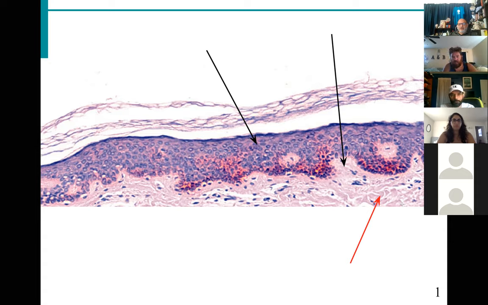Dense irregular connective tissue. Dense irregular. But notice, and let's go ahead and, so I have three different colors. Notice the green arrow is pointing to a tissue that is clearly not the epithelial tissue. It's not very cell dense. But notice we're not seeing fibers packed in it the same way we are with the red arrow. So guess what type of tissue the green arrow is pointing towards?